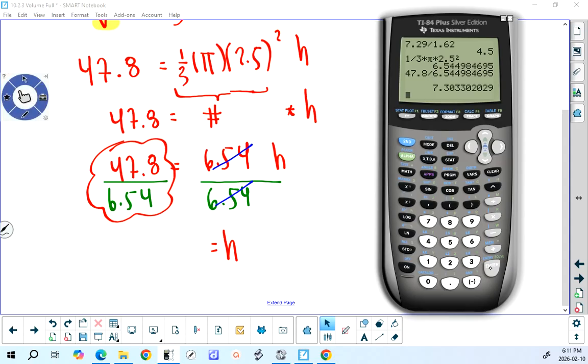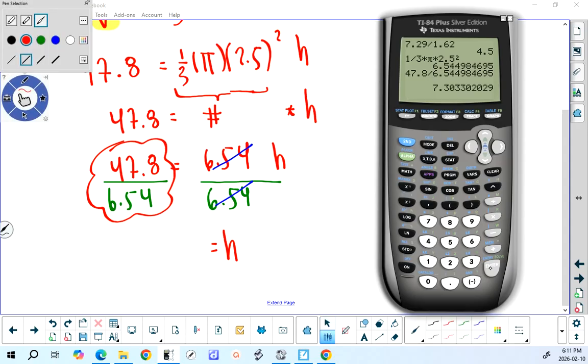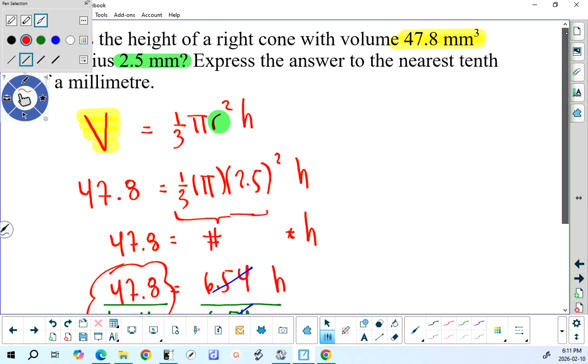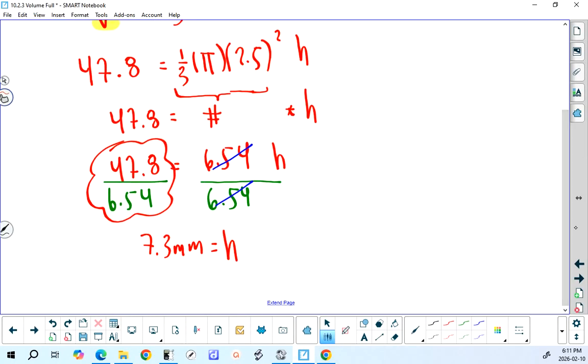Pretty sure it was millimeters. I'll double check. And I'm pretty sure it said to the nearest tenth. Yep. So 7.3 millimeters.